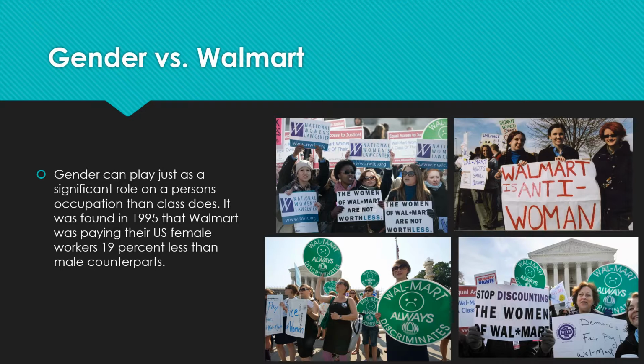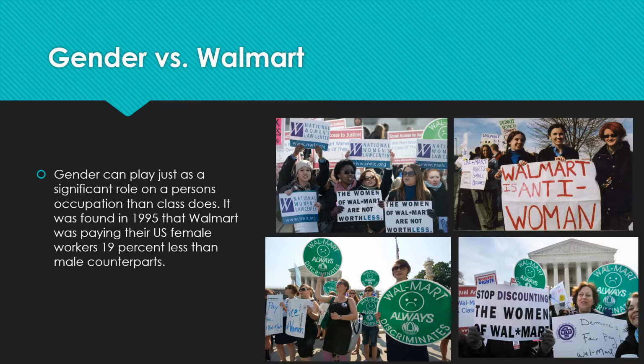And it can play a significant role in a person's occupation, just like a person's class does. The text talks about how it was found in 1995 that Walmart was paying their U.S. female workers 19% less than their male counterparts. So this is still an issue. It was in 1995, and it still is now for women who work other places than just Walmart, where there is a gender pay gap that is still an issue.